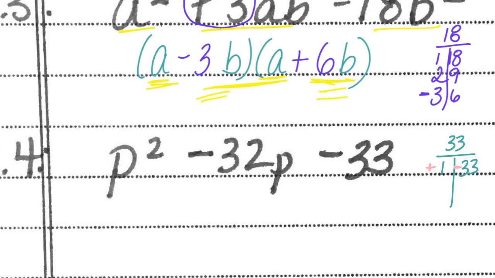So like everything we've done, we're going to put it in binomials. And we get p plus 1 times p minus 33. Great job today, Algebra 1.